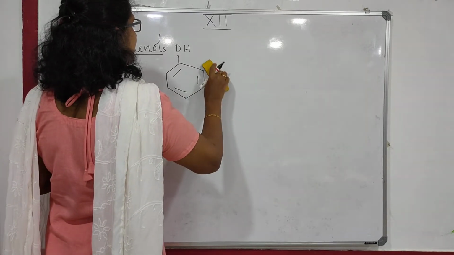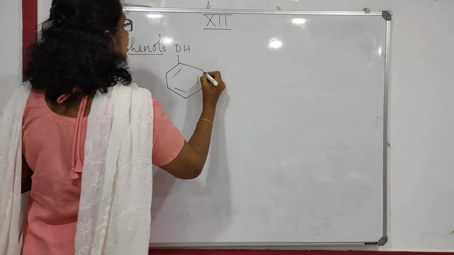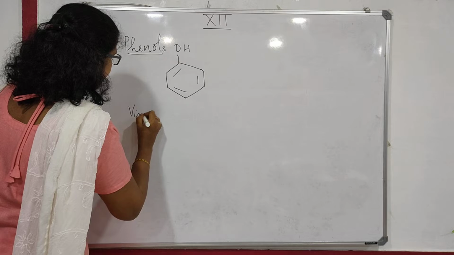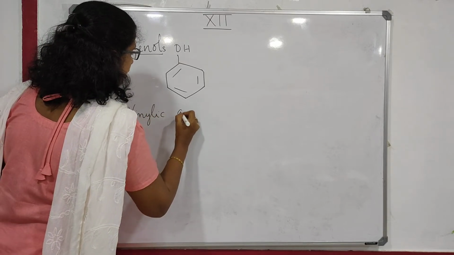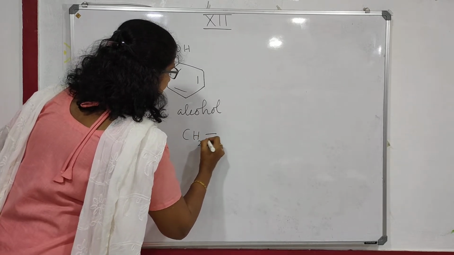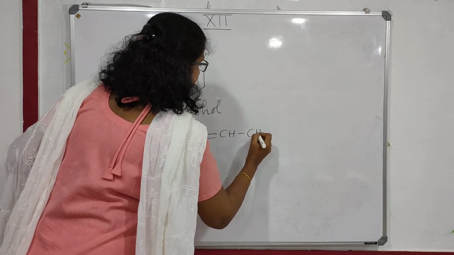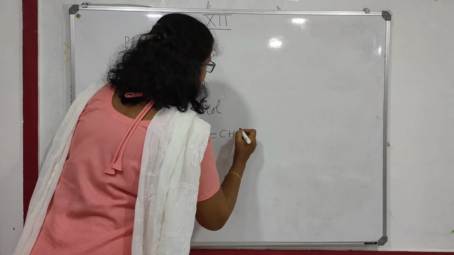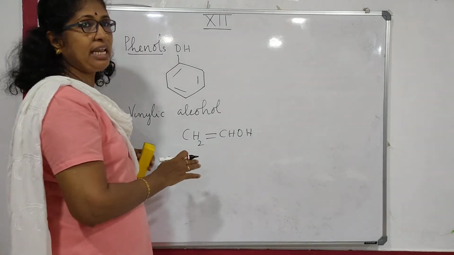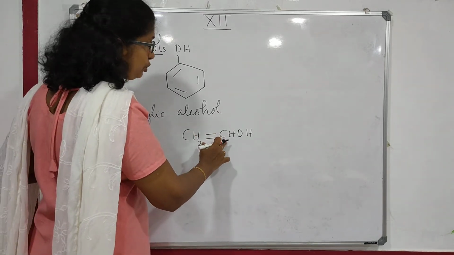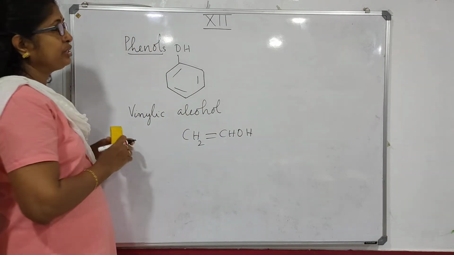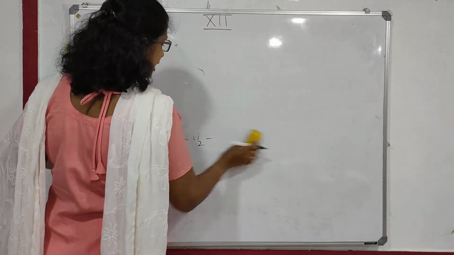And the other type of alcohols in which the OH group is directly attached to an sp2 hybridized carbon atom is vinylic alcohols. In vinylic alcohols, the CH2=CHOH, that is, the OH group is attached to an sp2 hybridized carbon atom. So this is a vinylic alcohol. It is directly attached to a carbon atom of an aliphatic chain in which the carbon atom is sp2 hybridized. So these are the different types of alcohols and phenols.